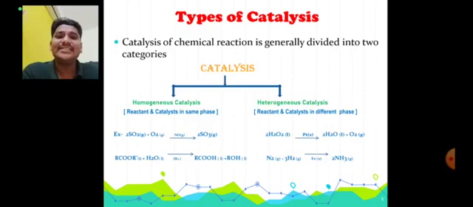The second reaction is ester hydrolysis. Both ester and water are in the liquid phase, then H+ ion, that means acid, which is also in liquid state, gives the products acid and alcohol. In this catalysis process, reactant as well as catalyst are both in the same phase. That's why it is called homogeneous catalysis.